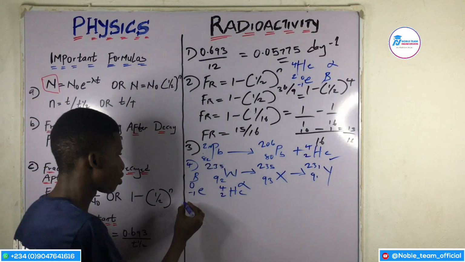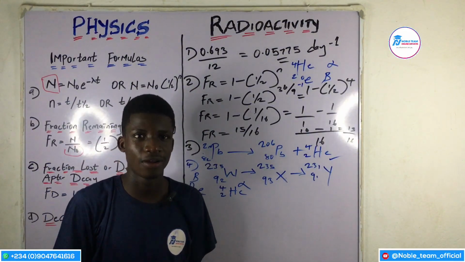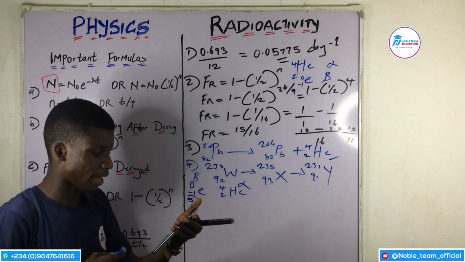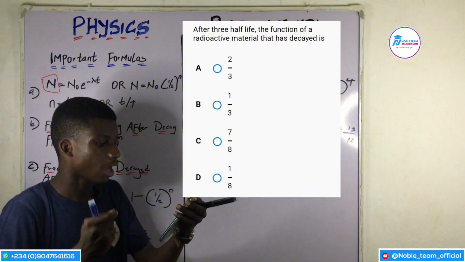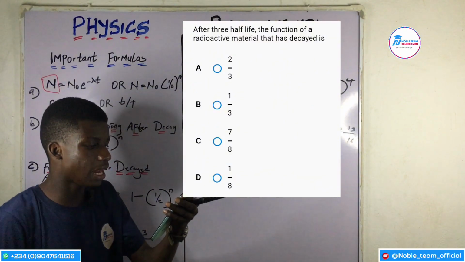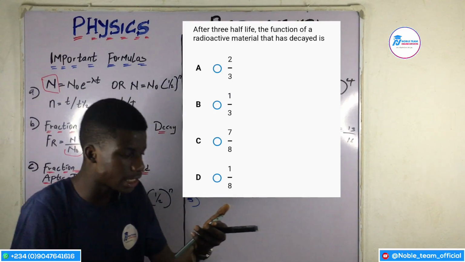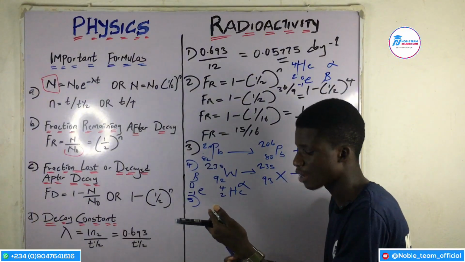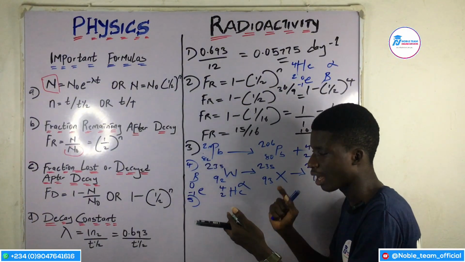Okay, now let's solve question 5. I'll tell you that radioactivity is very simple. We are just starting. Now let's solve. They said after 3 half-lives, the fraction of a radioactive material that has decayed is what? We have been asked to get the fraction of a radioactive material that has decayed, after 3 half-lives.